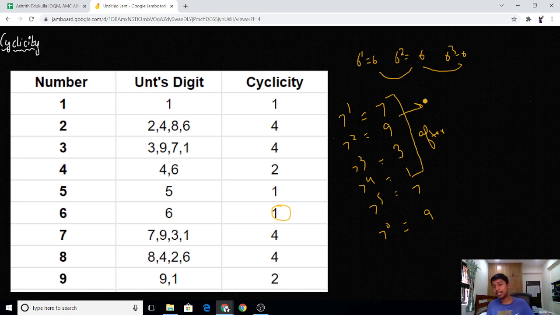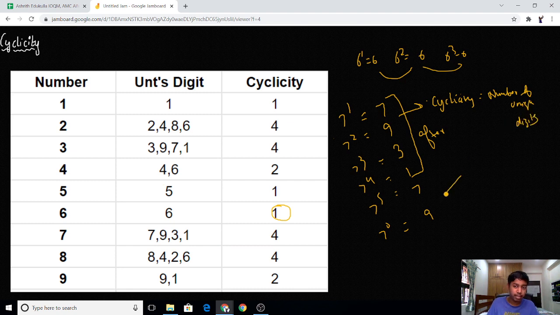So you can even understand the number of unique values in the powers of a number. Like in the powers of 7, you have 4 unique values in the unit digits, which is 7, 9, 3, and 1. So you can say the cyclicity is 4. So cyclicity equals the number of unique digits. So this is another way to understand.